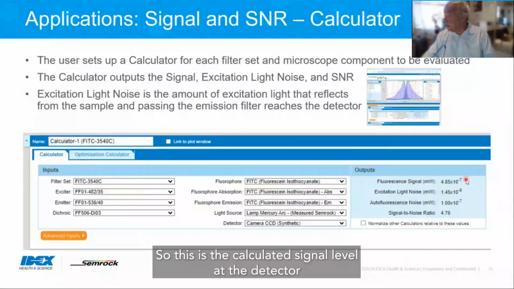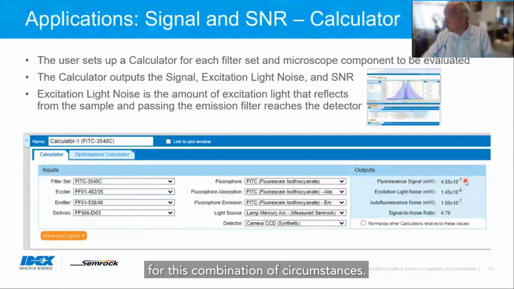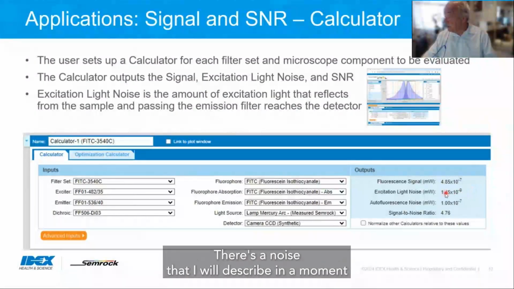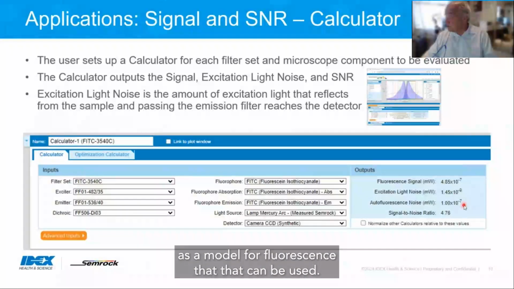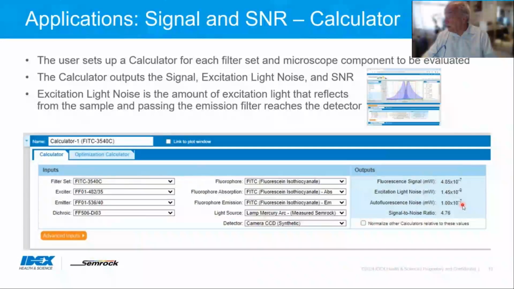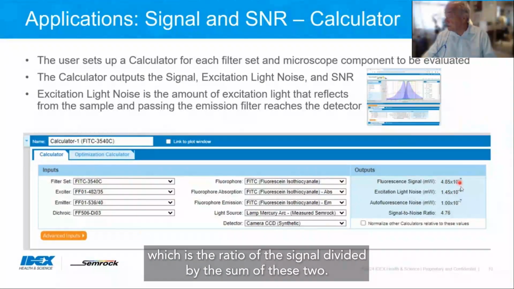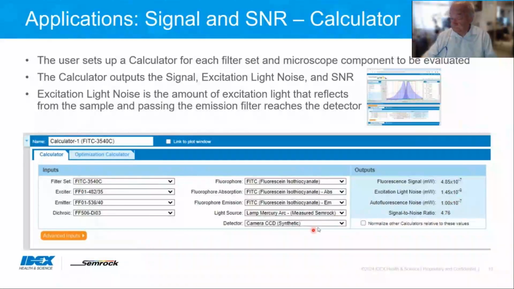So this is the calculated signal level at the detector for this combination of circumstances. There is the fluorescence signal. There's a noise that I will describe in a moment. There's a model for autofluorescence that can be used. And out of this, one can define a signal to noise ratio, which is the ratio of this signal divided by the sum of these two.